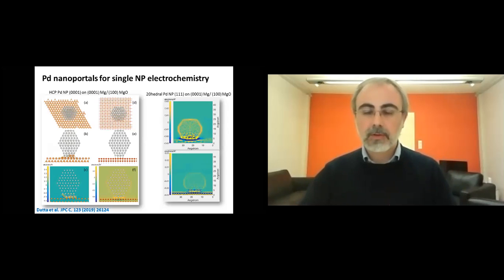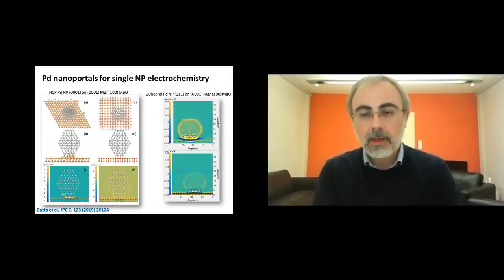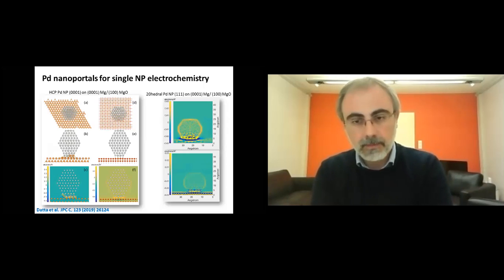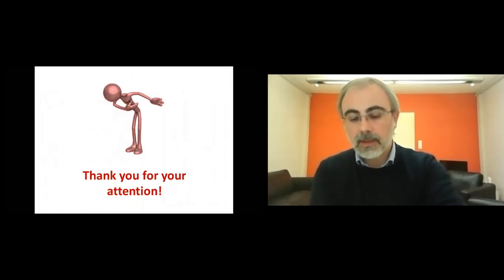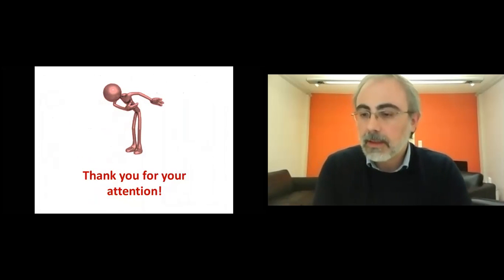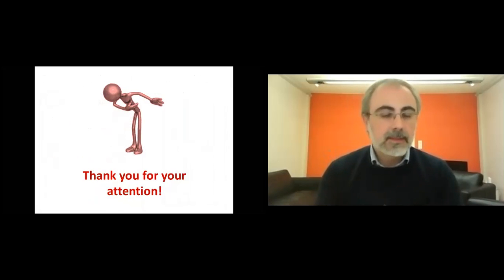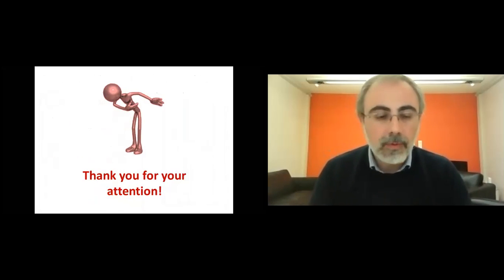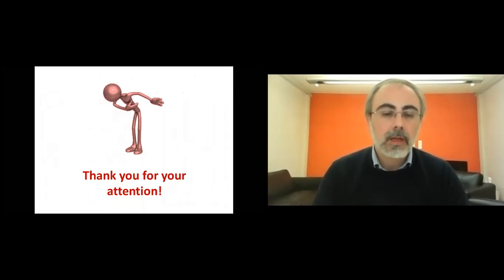This structure acts as a closed nanoportal or a non-active electrode, whereas the top one is an open nanoportal and therefore an active single nanoparticle electrode. So through this simulation, we managed to identify the exact behavior and explain it. This is just to give you an idea of some of the work that we have done over the past 8 years at OIST in Japan.